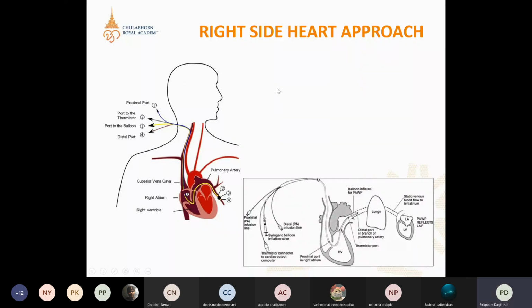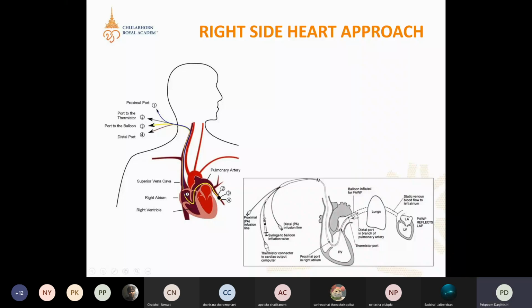Okay, look at this picture. The picture here is showing the doctor inserting the Swan-Ganz from the superior vena cava, and then the catheter goes down from the SVC into the RA, into the RV. After that, it goes to the pulmonary artery, and then to the branch of the pulmonary artery.